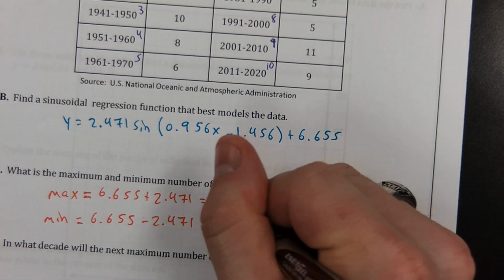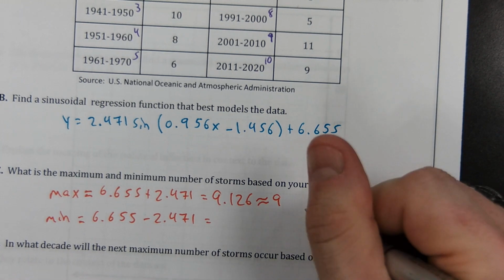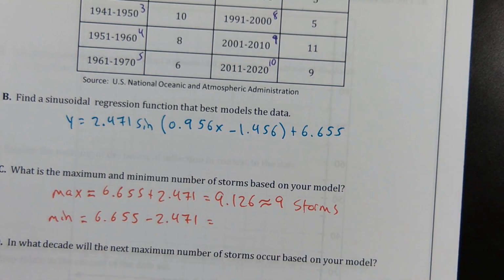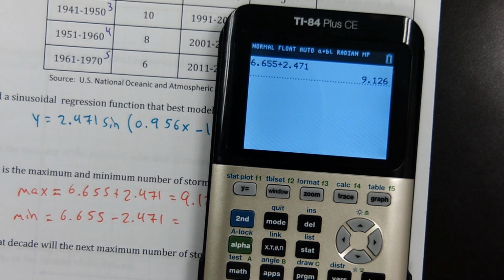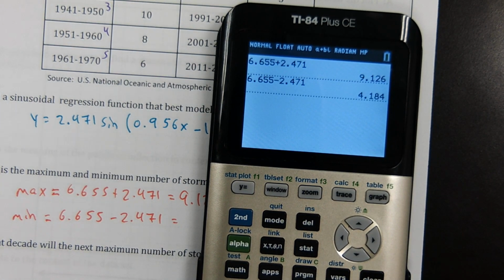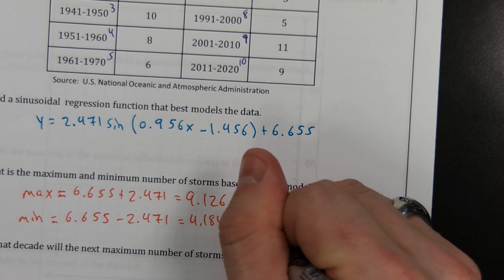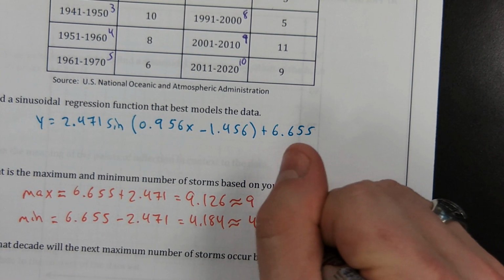9.126, so about 9 storms maximum, and 6.655 minus 2.471 is 4.184, or about 4 storms.